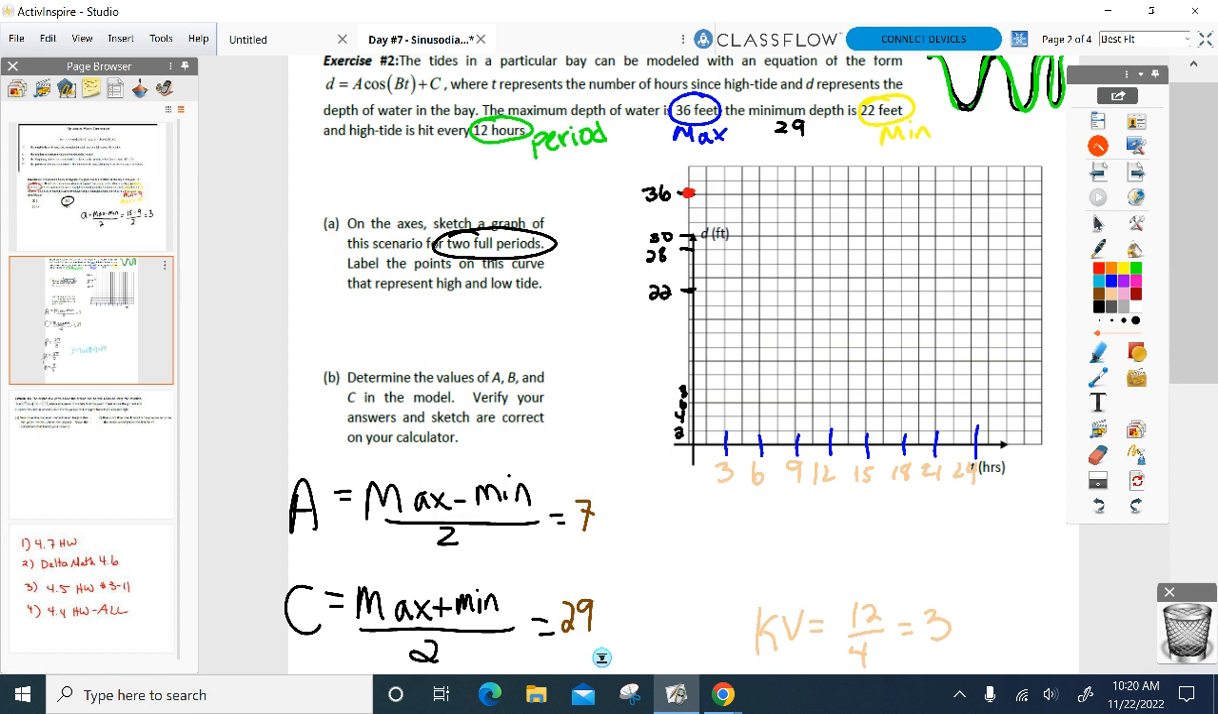Then where does it go? To the midline, which we already said was 29. Then where? The minimum, which is 22. Then where? Back to midline. And then where does the cosine curve end? It ends at the maximum. Yep, right here. And then there's 1. It's at 2 periods, so let's do it all over again.